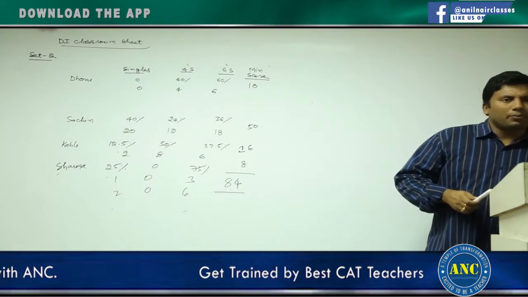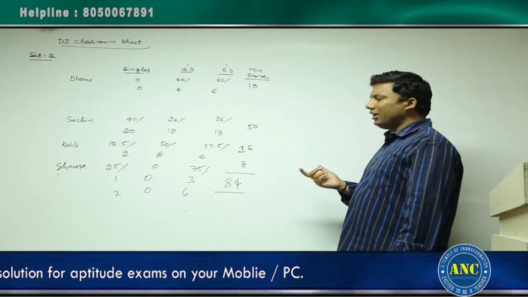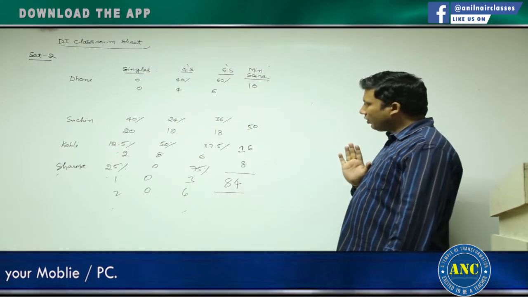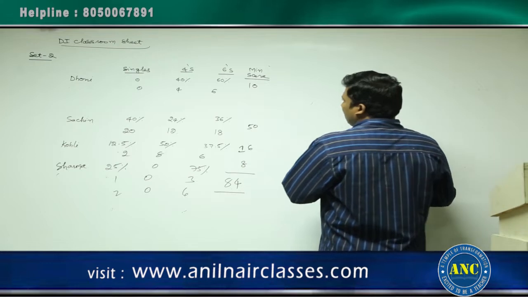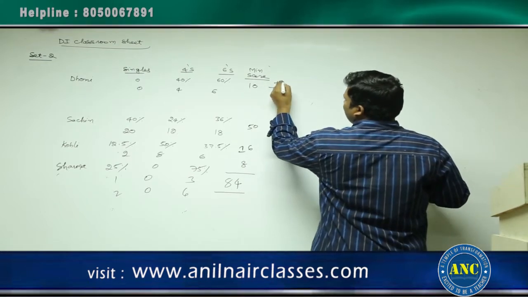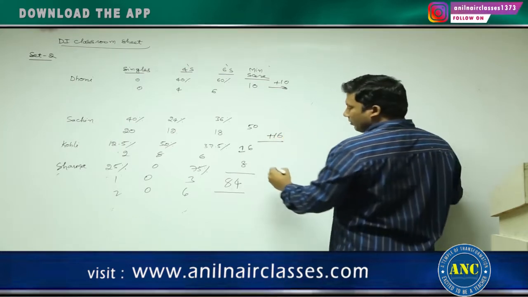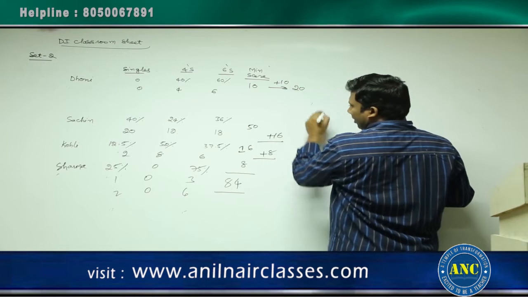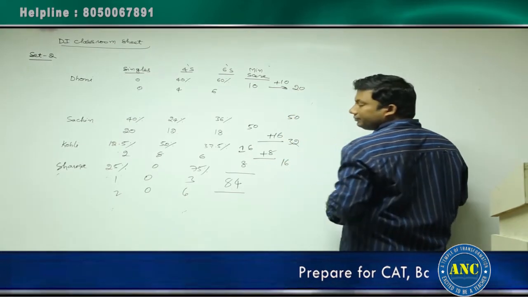118 means which are the possibilities, tell me. Minimum score is 84, I require 118, that means how much extra do I require? 34 runs. Sachin alone cannot score 34. One possibility is Dhoni can do plus 10, Kohli can do plus 16, Sharma can do plus 8. So this will be 20, 50, 32, 16.